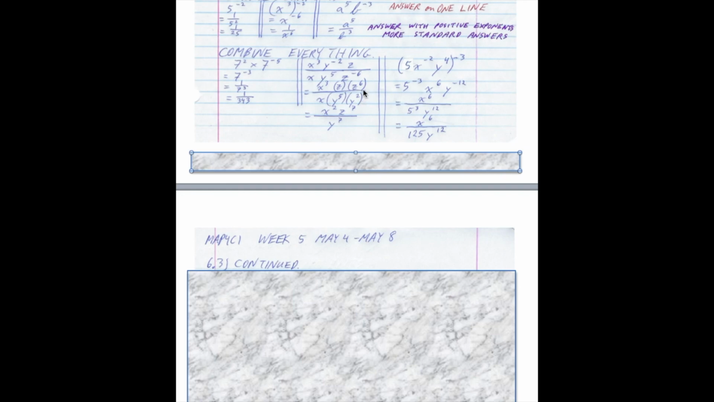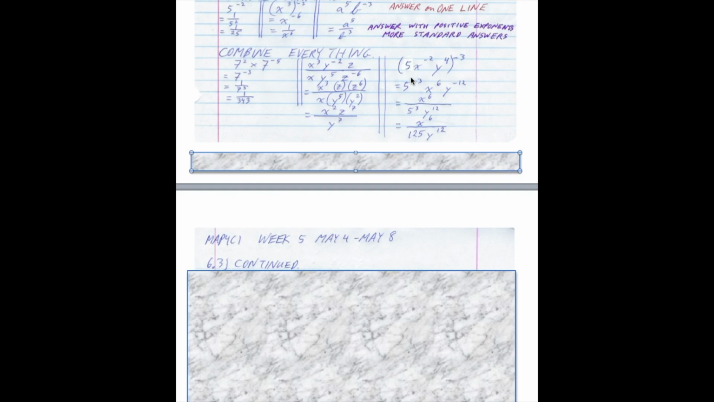Now I use my power laws. Multiplication between them, Z to the power of 7. Multiplication between these two guys, y to the power of 7. Notice I had x cubed divided by x, so when I reduce it's x squared, and it's upstairs.